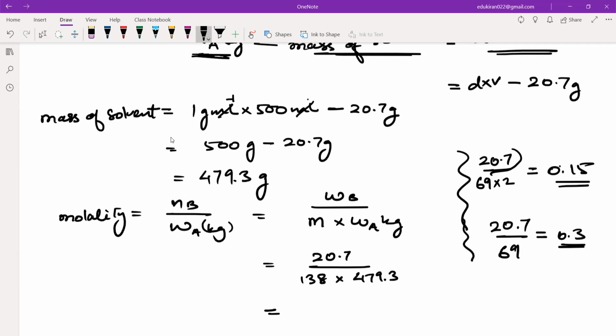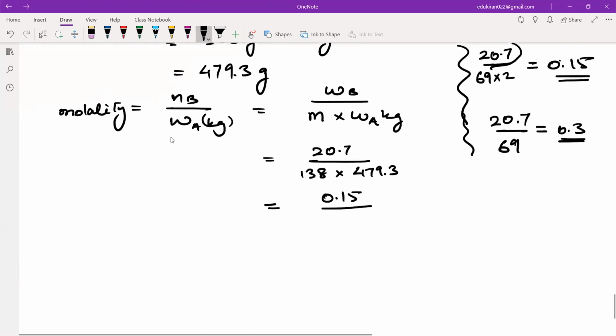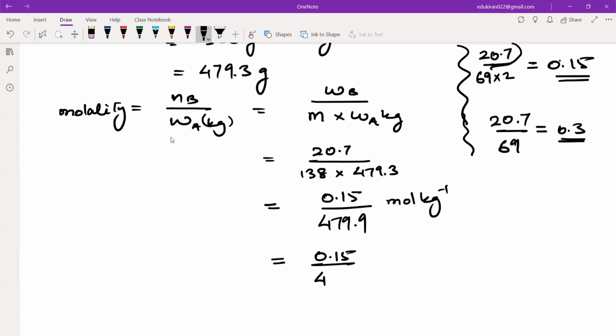This will be equal to 0.15 divided by 479.3. Okay, 479.3. This will be coming in grams, moles per kg. If you want to do it, then you will do it like this. So you can take this as 0.15 upon 480. Take 479.9 as 480 and calculate. Okay? Calculate this and tell me what is the answer.